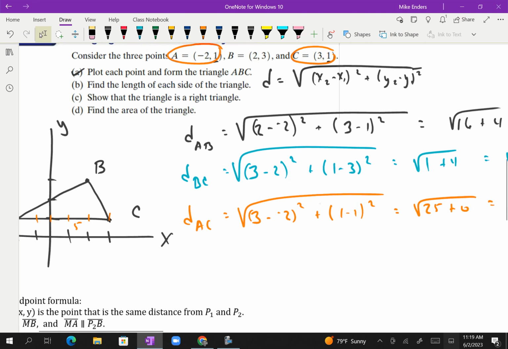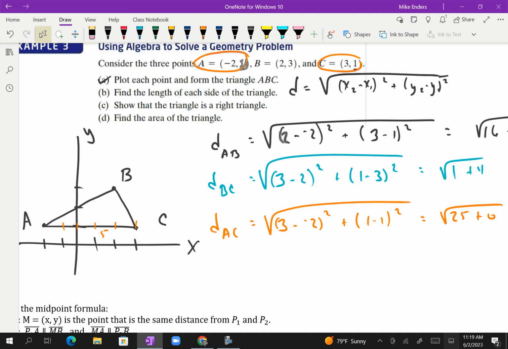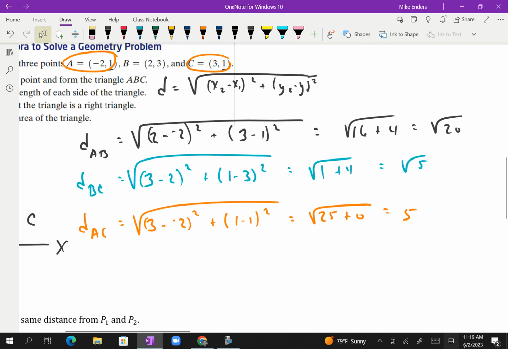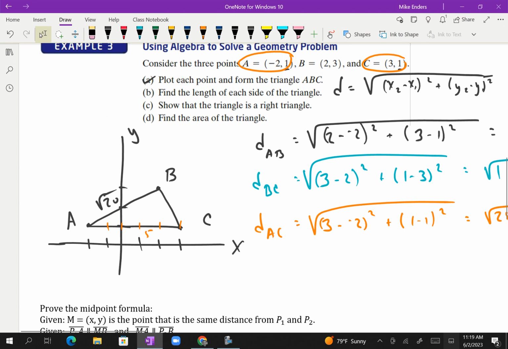So it illustrates the idea that when we are looking at these components as either horizontal or vertical, we could just count. We could count horizontally or we could count vertically, and that would be okay. So A to C is 5. We say AB is the square root of 20. So let's go ahead and write this up in here. So that was the square root of 20, and BC we said was the square root of 5. Okay, so we've accomplished part B.